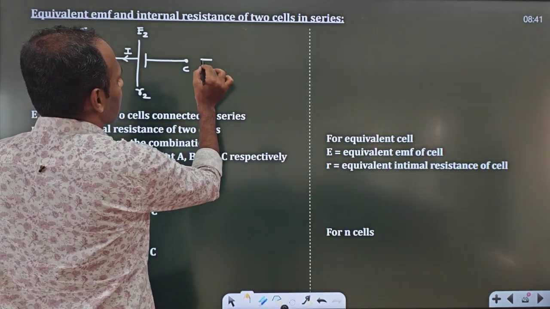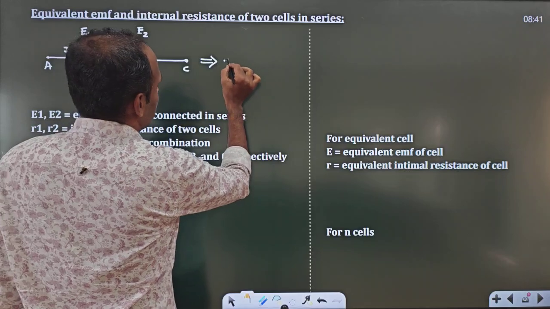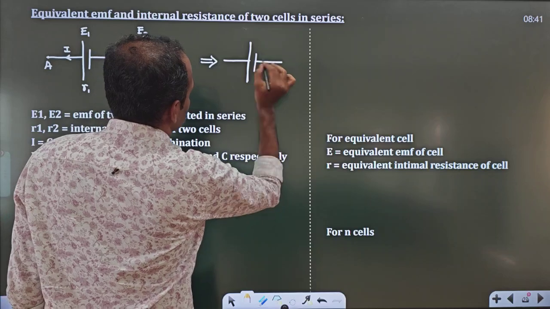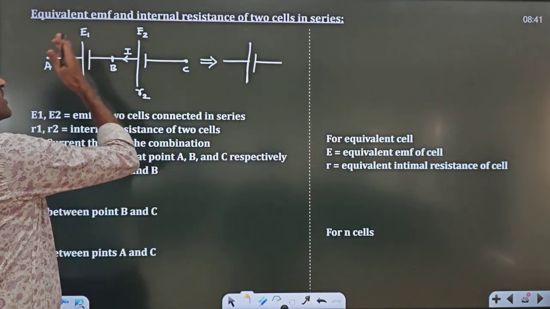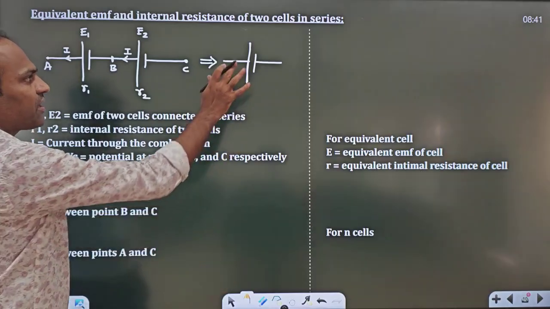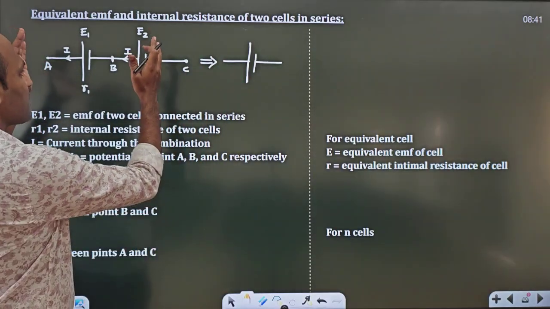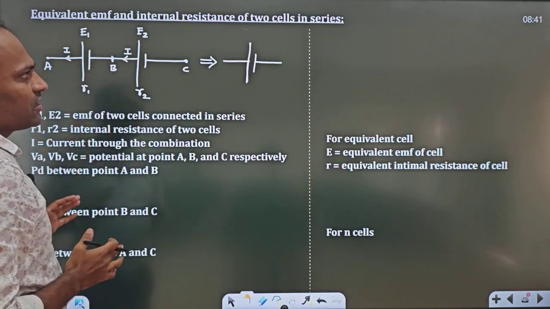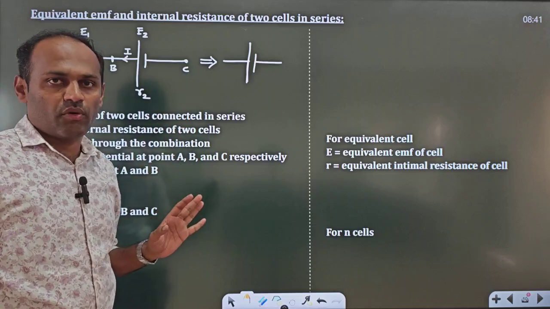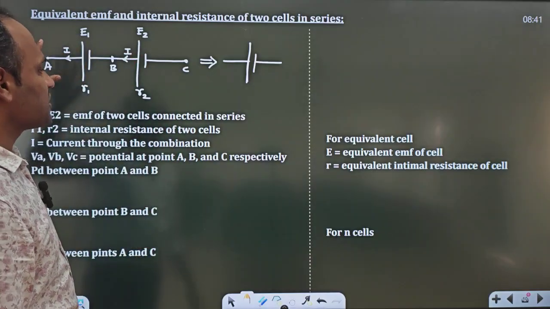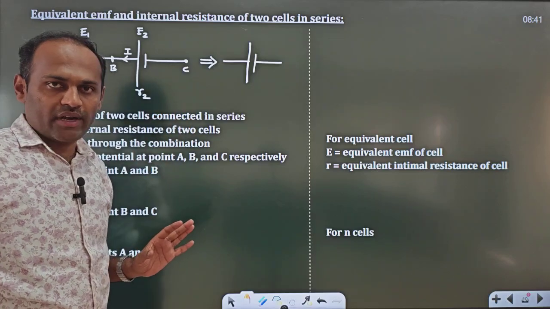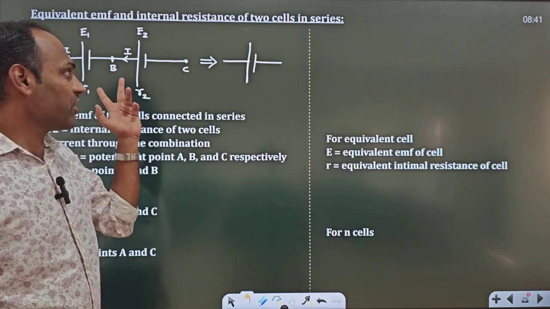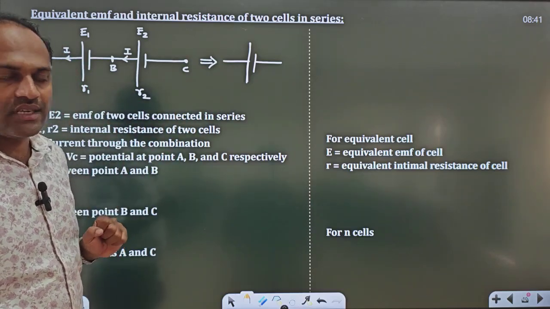I will draw an equivalent circuit of these two cells here. Equivalent circuit means it will be consisting only one cell, and this cell is said to be equivalent to these cells connected in series. Equivalent means what? When you connect these two cells in series, how much total EMF and total internal resistance it provides, the same EMF and same internal resistance this will provide. How much current these two cells together will provide, the same current this cell will provide. That's why it is called equivalent. That is, the work these two do in series, this one cell does the same work. That's why it is the equivalent cell.